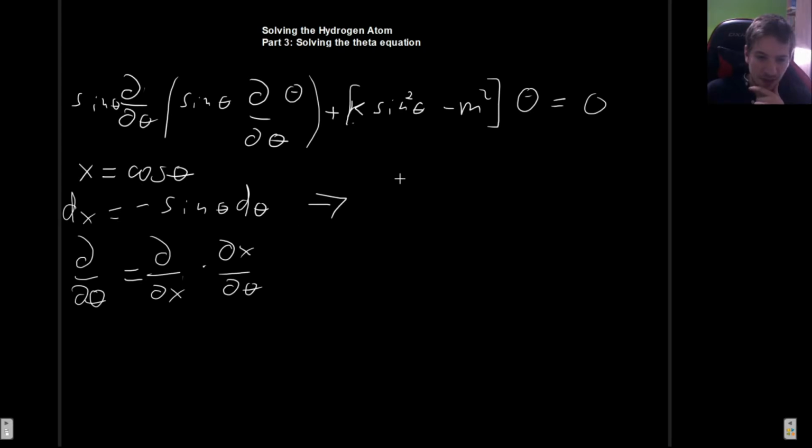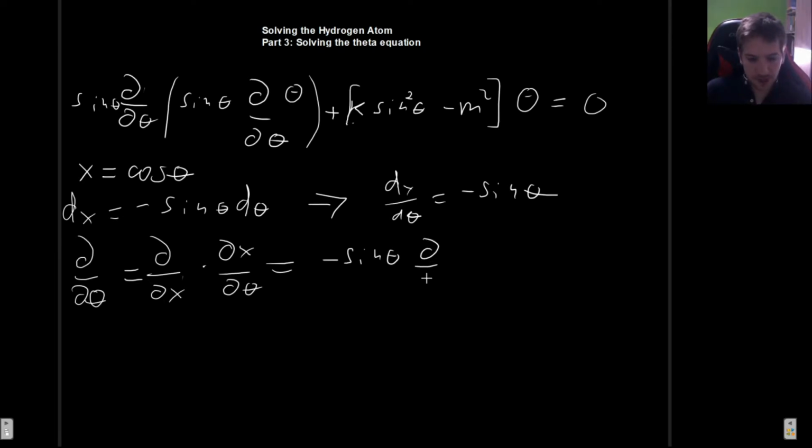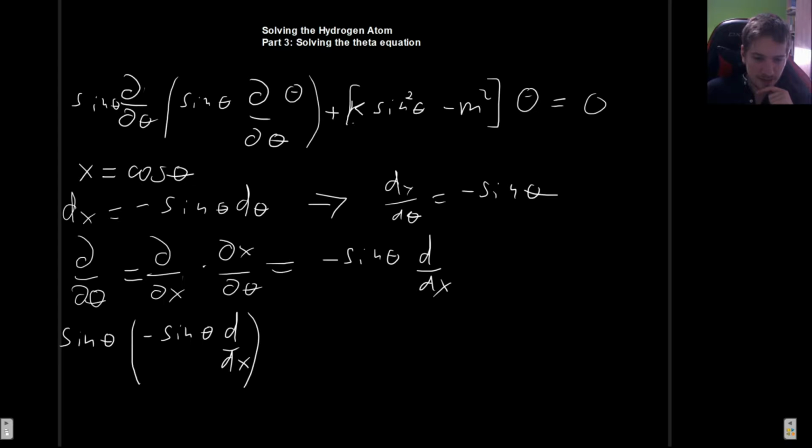Anyways, so what is dx d theta? We can get it from here. Dx d theta is going to be minus sine of theta. So d by d theta will actually just be minus sine theta, normal, total derivative dx. So let us now write that into this equation. So we get sine theta times minus sine theta d by dx, and this is going to be acting on, actually, let me change the way I'm writing this.